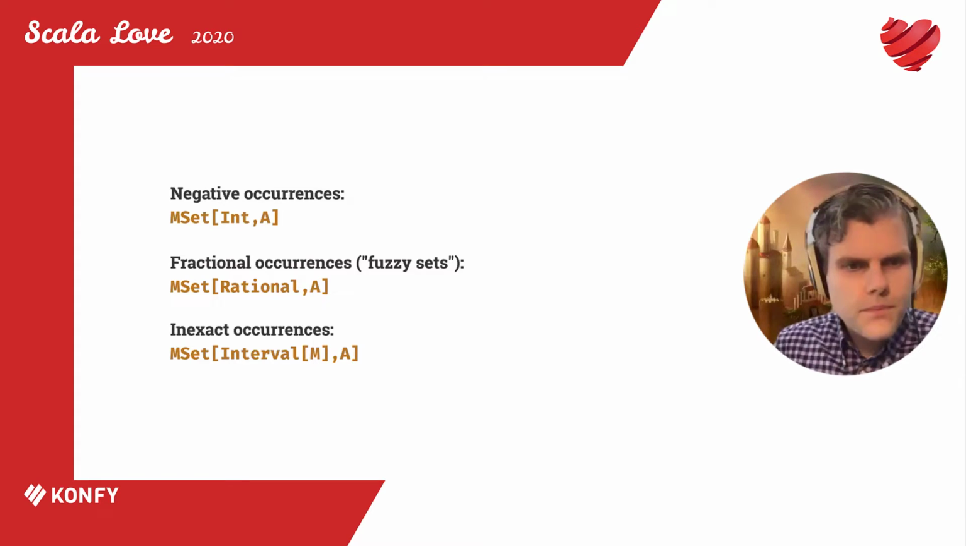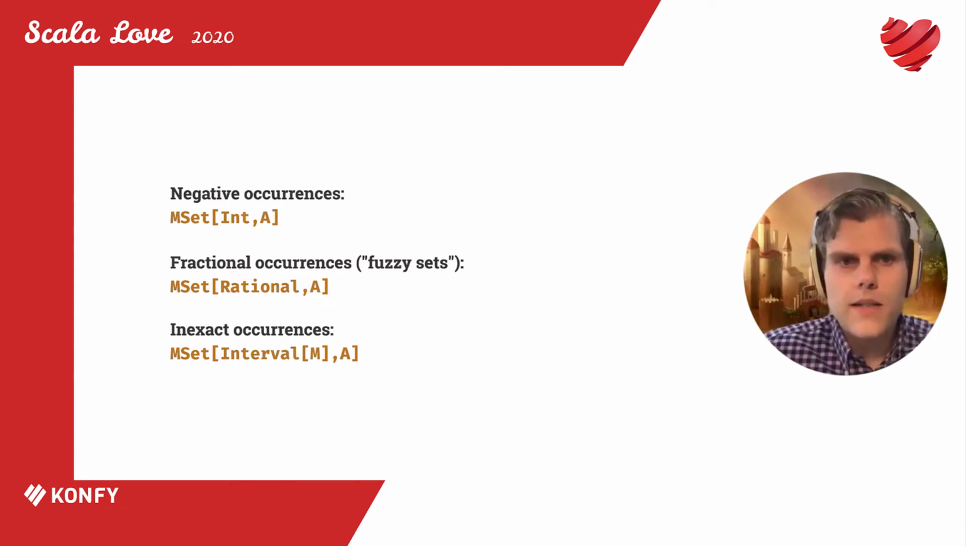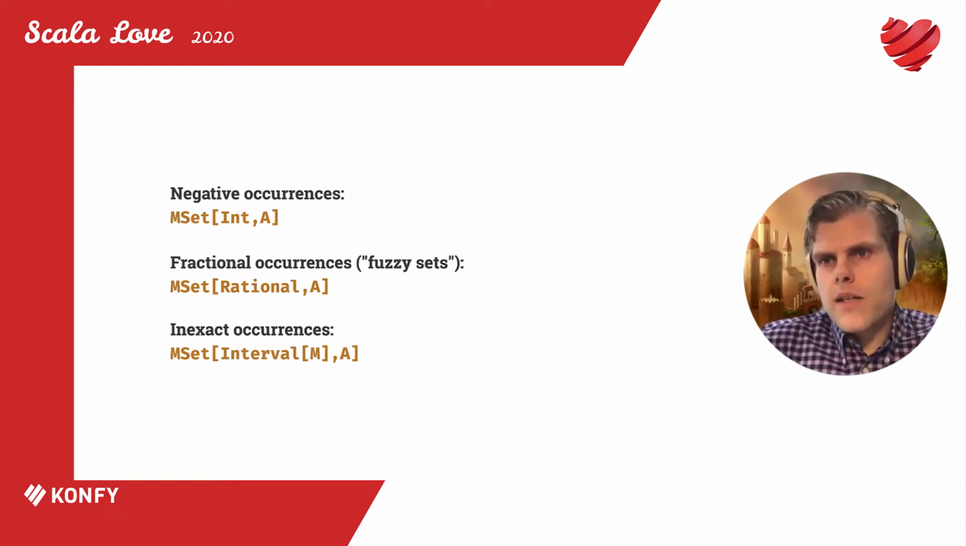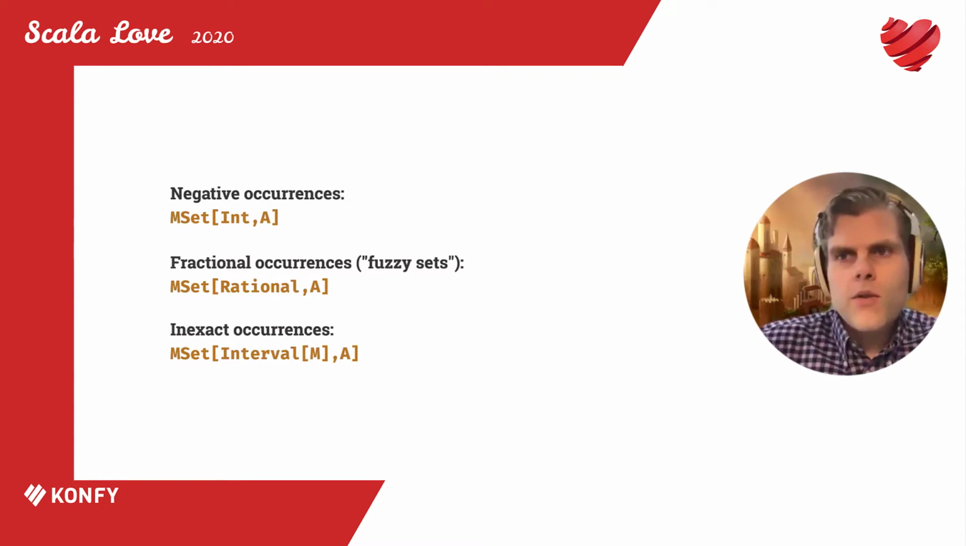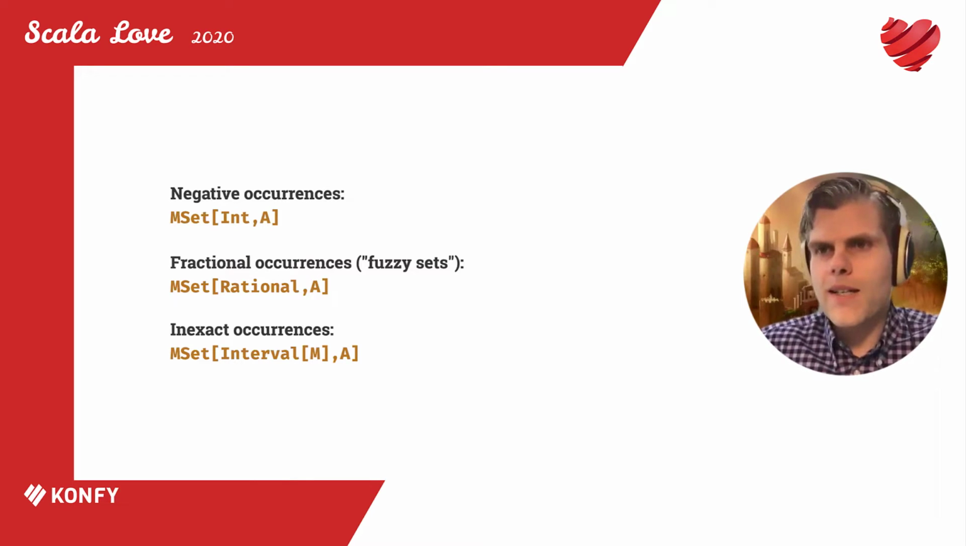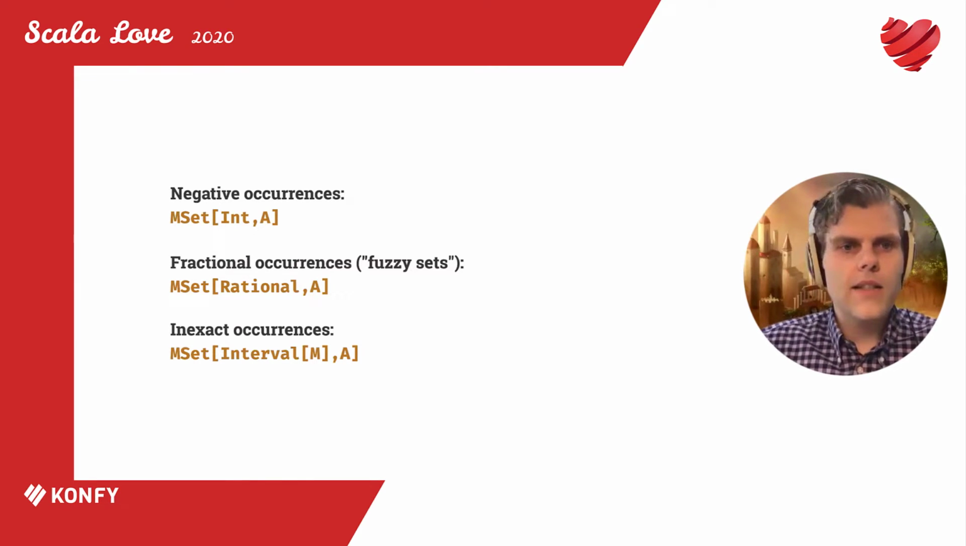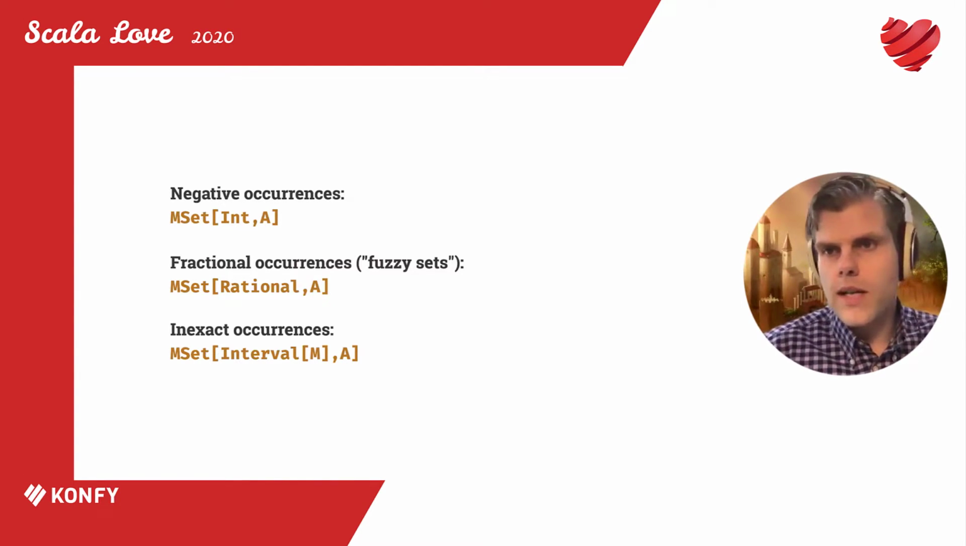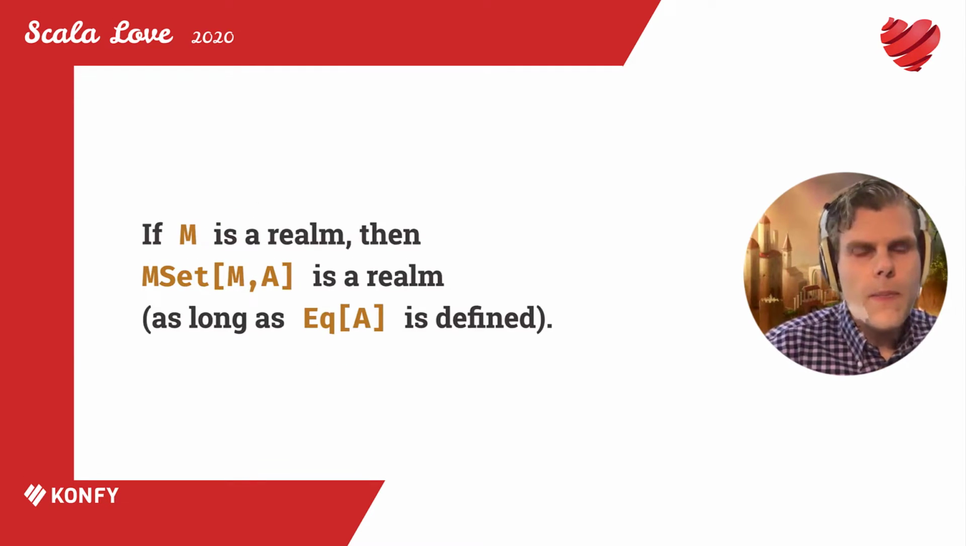These are sometimes called fuzzy sets, where things can appear a fraction of a time in a multiset. And then there are these sort of inexact occurrences where, for instance, you might have in your shopping list, like 2 to 4 onions or something. It doesn't have to be an exact number. So that is an MSet where the multiplicity is an interval.